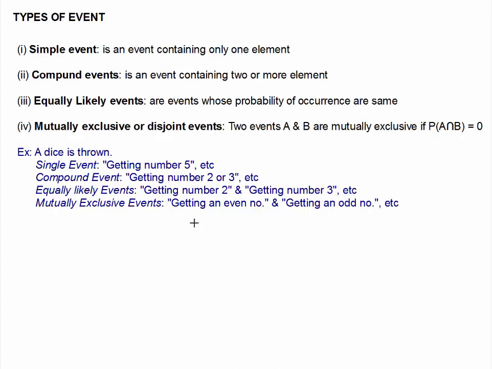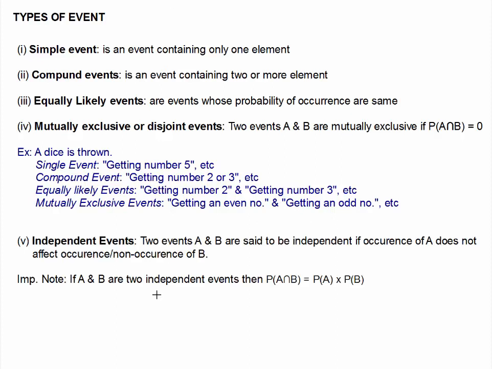Example of mutually exclusive events is getting an even number and getting an odd number. Now if you realize, the intersection of getting an even number and getting an odd number is phi, meaning it is not possible. So therefore, these two events are mutually exclusive because they do not have any intersection.